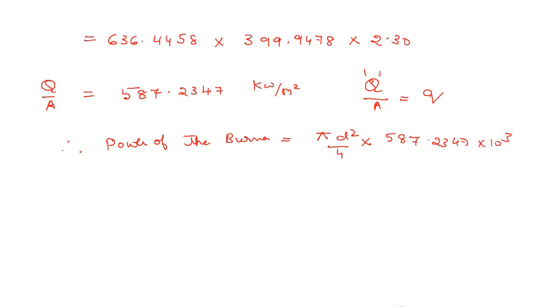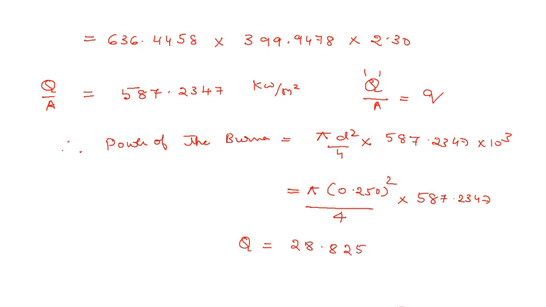So diameter, we know that the diameter here is 0.25. It is 0.250 square divided by 4 into 587.347. So the Q value comes to be 28.8258 kilowatt. This is the heat transfer rate.